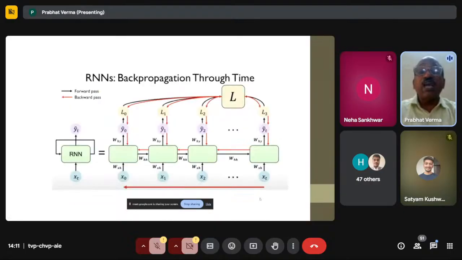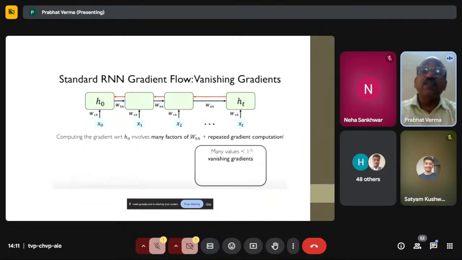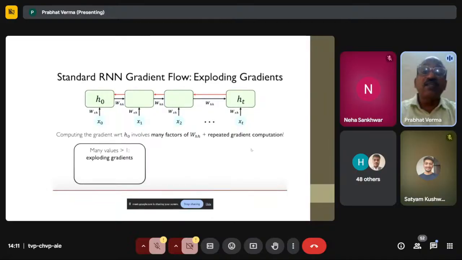So now this backpropagation generates some problems that we have to discuss. What problems may it generate? There are two types of problems. One is the exploding gradients and the other is the vanishing gradients. So these two issues are there.